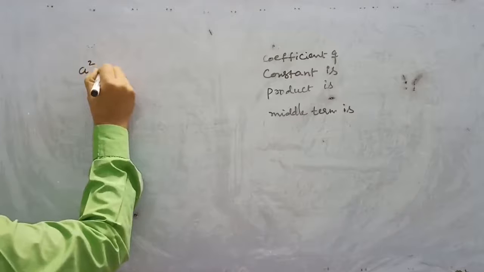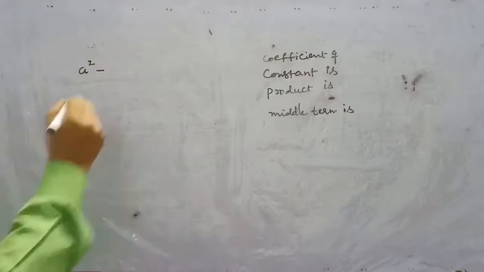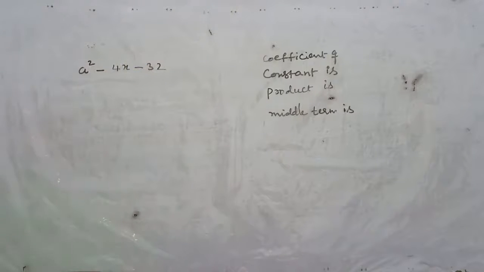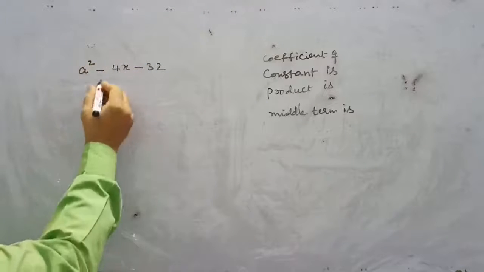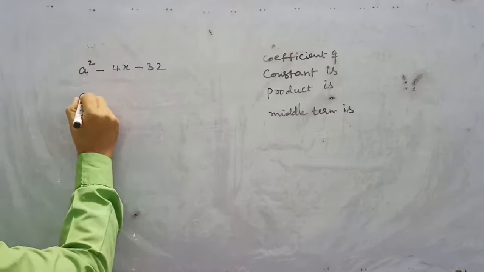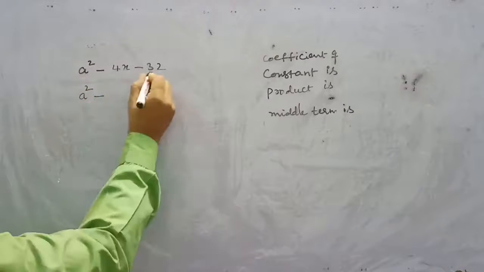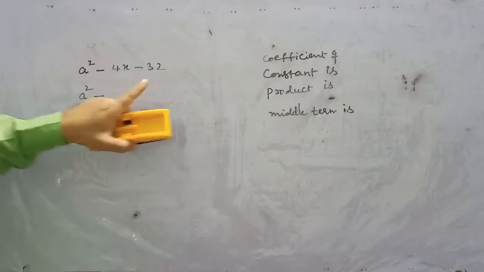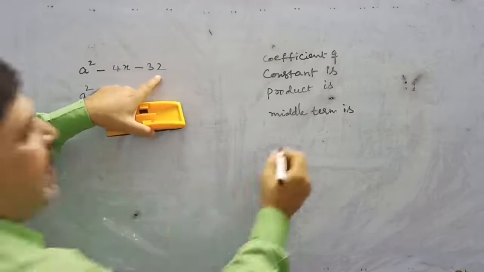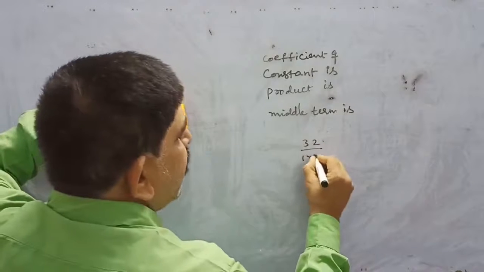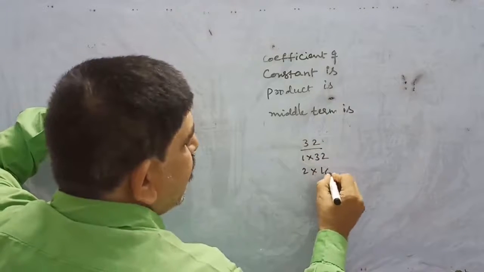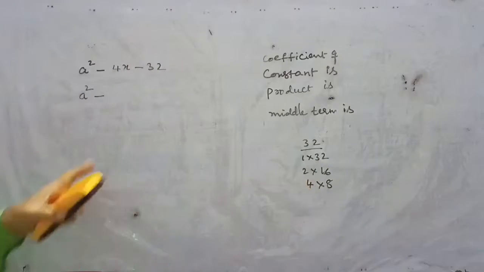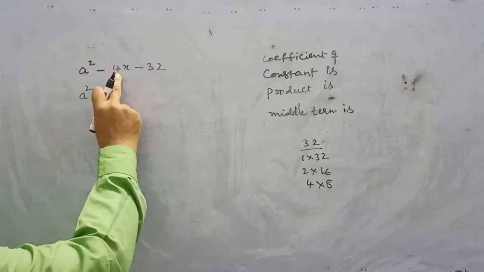a square minus 4x minus 32. Okay. Now, a square minus 4x minus 32. Here the coefficient of a square is 1, the constant is 32. Now the factors of 32 are 1 into 32, 2 into 16, 4 into 8. These are the factors. Now the middle term is minus 4.